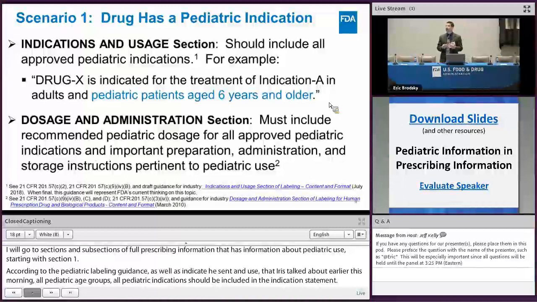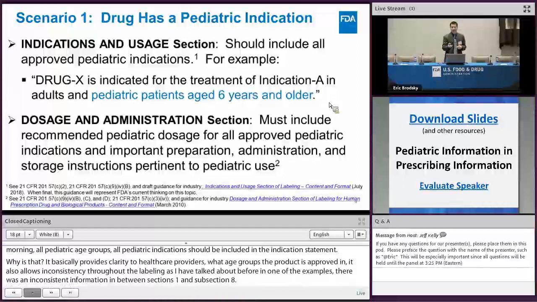It also allows some consistency throughout the labeling. As I talked about before in one of the examples, there was inconsistent information between section 1 and subsection 8.4. By putting the age groups in section 1, you provide that clarity. And here's an example of that clarity.